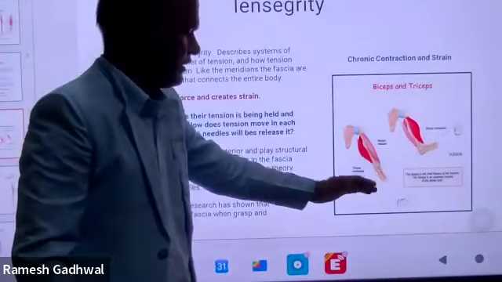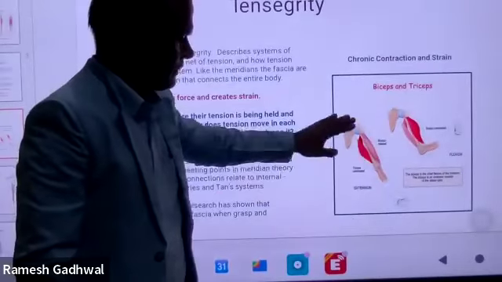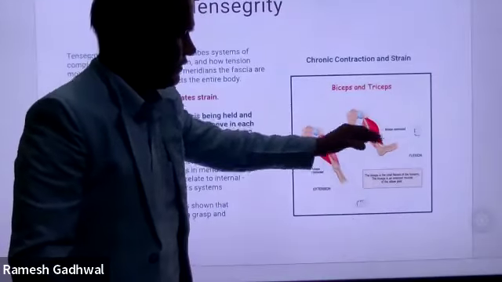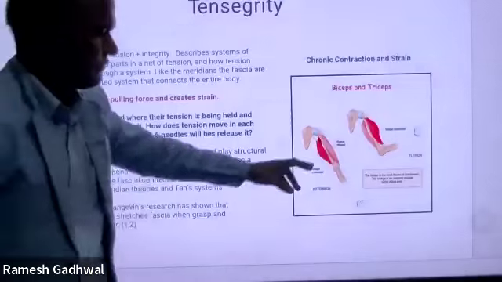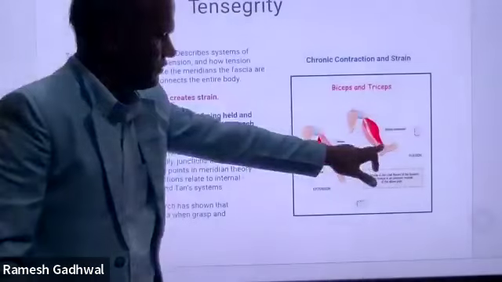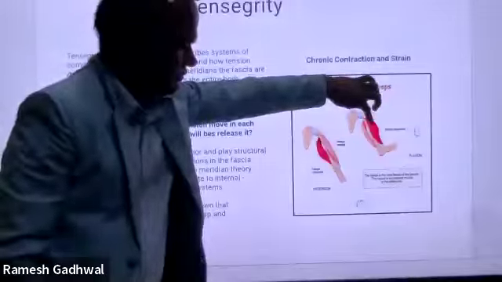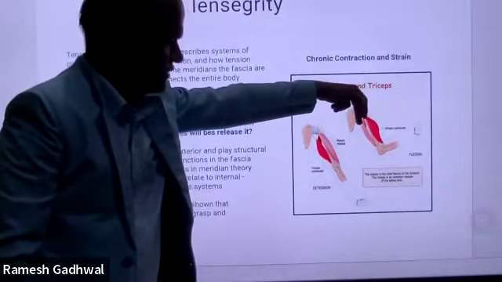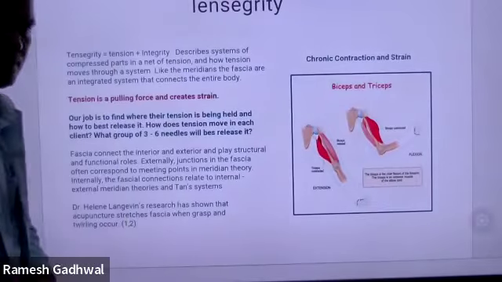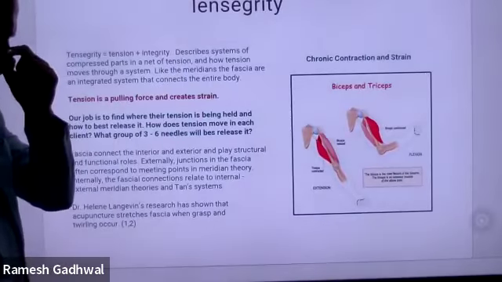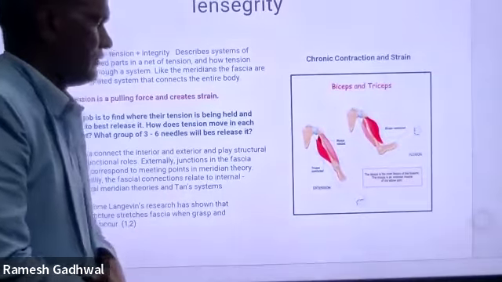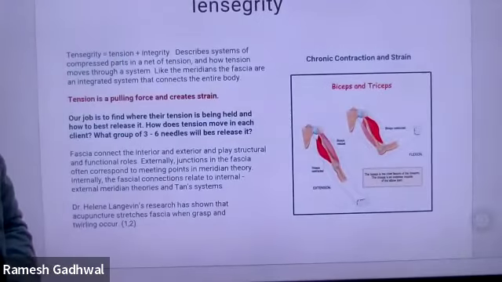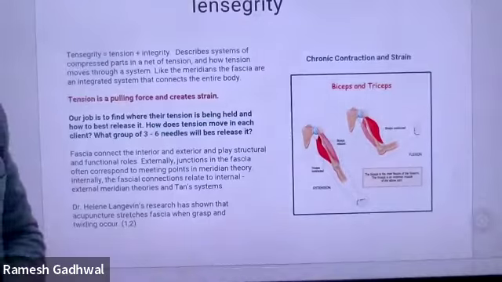So here we are seeing flexion and contraction in this picture. If you see, this is the agonist, then the antagonist. The biceps is the chief flexor of the forearm. The triceps is the chief extensor muscle of the elbow joint.